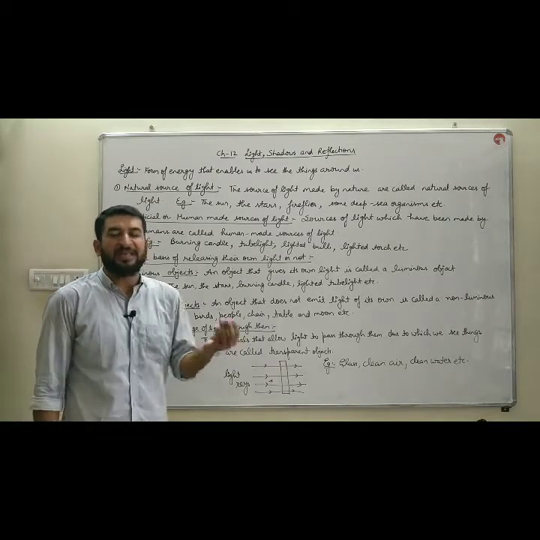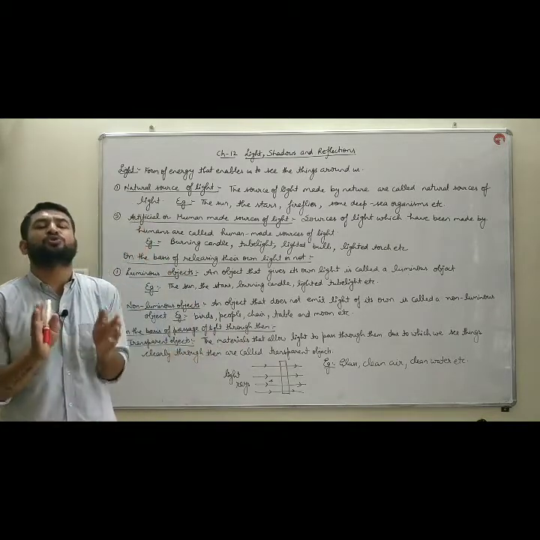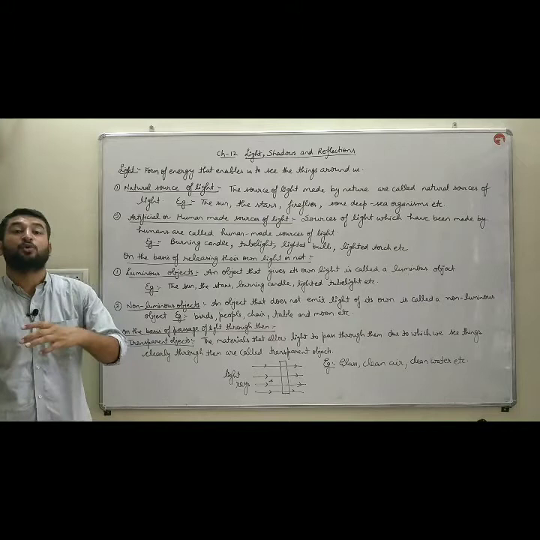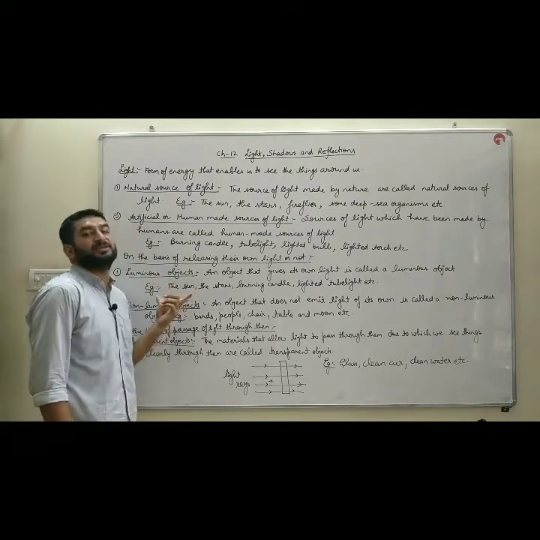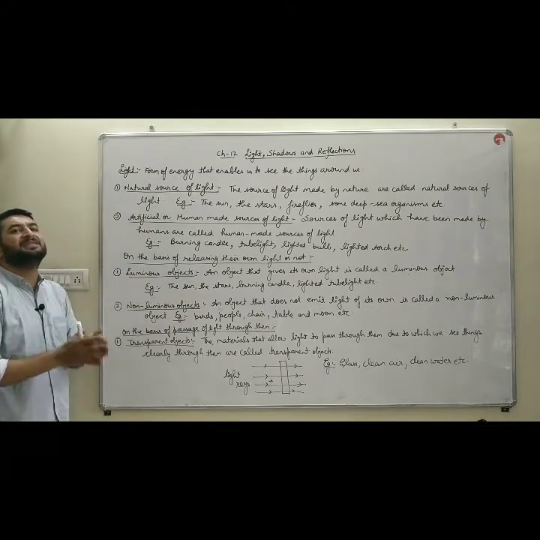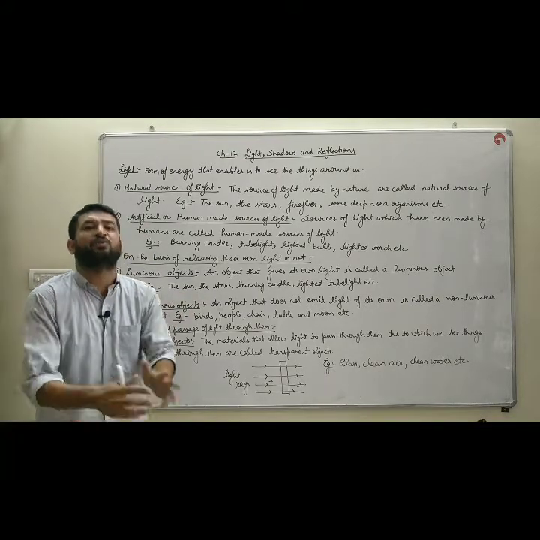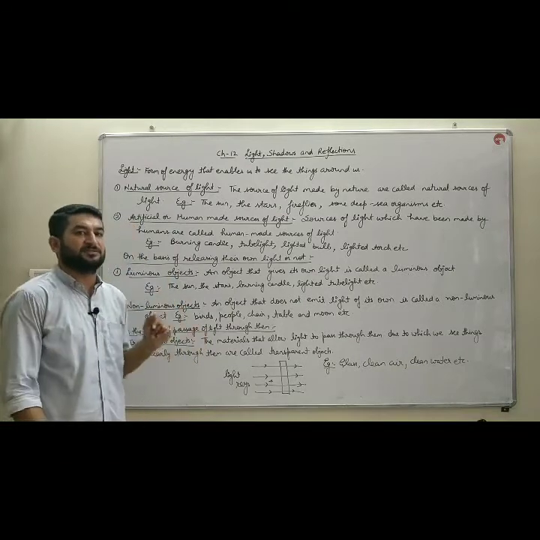The sun, the stars, the burning candle, the lighted tube light, the lighted electric lamp, the lighted torch, all those sources are releasing their own light. So those sources are known as luminous objects. The objects which are releasing their own light are known as luminous objects.